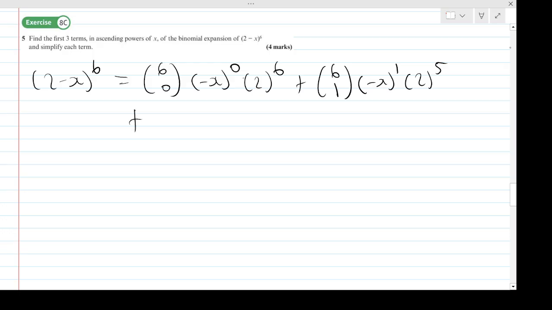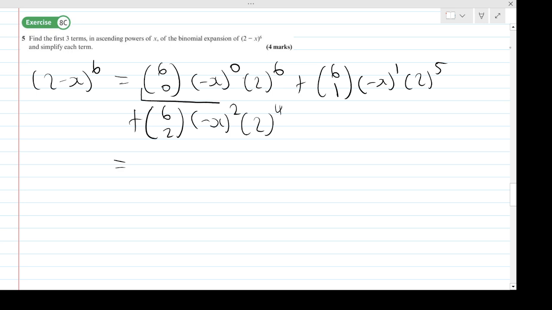And then the next term is 6 choose 2, then minus x all squared, so power 2. Then the number in the bracket would be a power of 4, so 2 and 4 gets us 6. And actually those are three terms, so we're good. We can just simply expand it now and work it all out in the calculator.